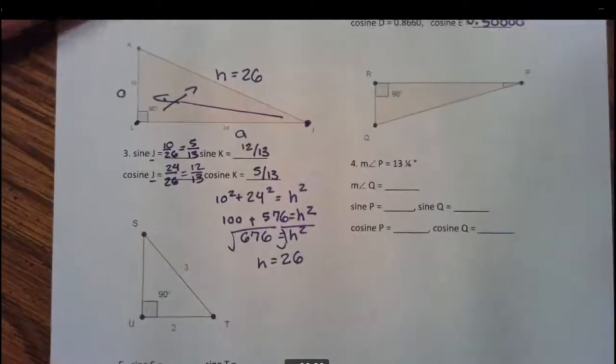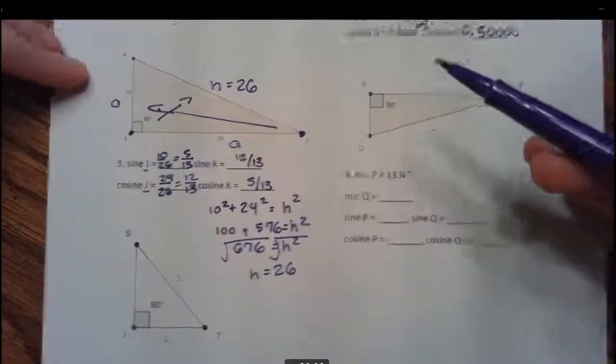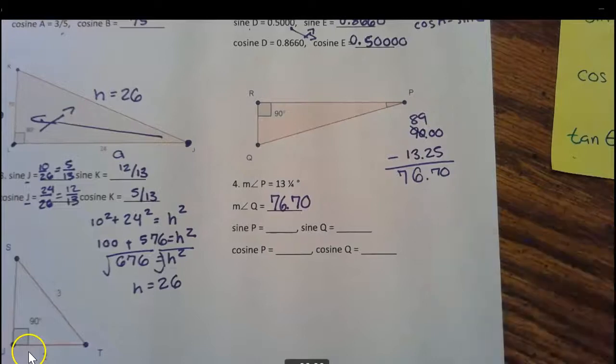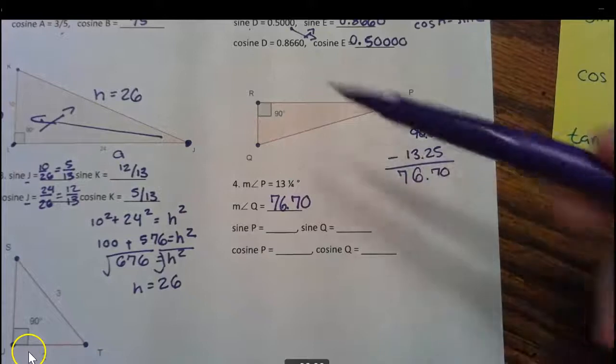Notice that I haven't used tangent at all. This rule doesn't work for tangent because it doesn't involve the hypotenuse. Okay, so I've gone ahead and subtracted here to figure out what this angle is worth. We just know that those two add 90.